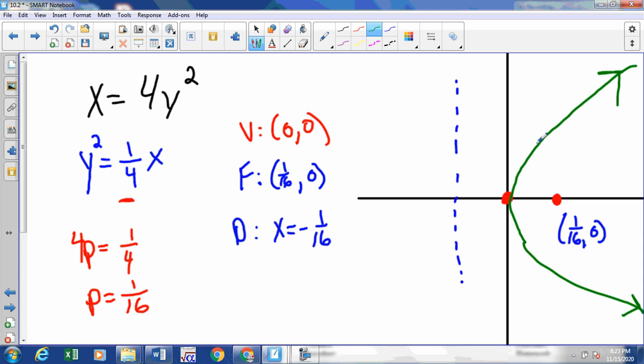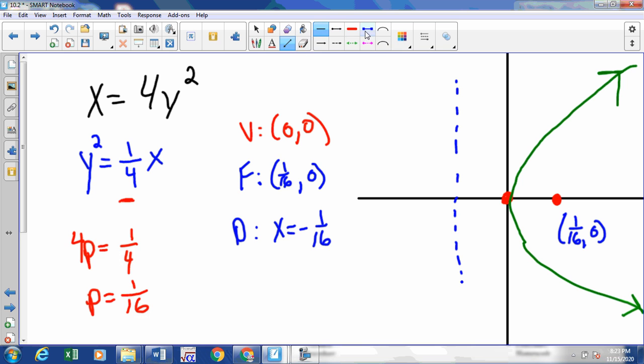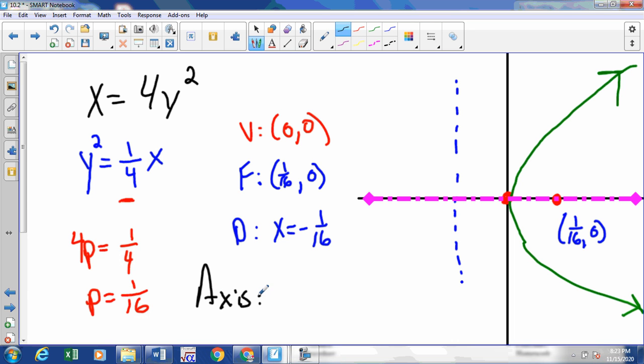Okay. And if I wanted to graph my axis of symmetry, my axis of symmetry is this line that goes right through the middle. So my axis would be y equals 0. Okay. So that's just kind of a review of everything we looked at yesterday.